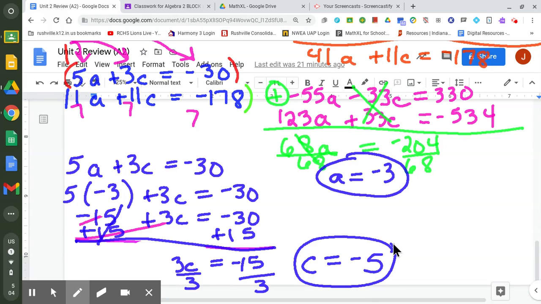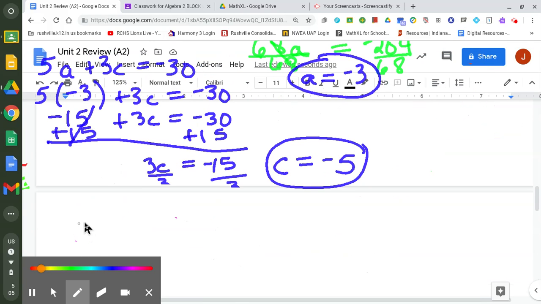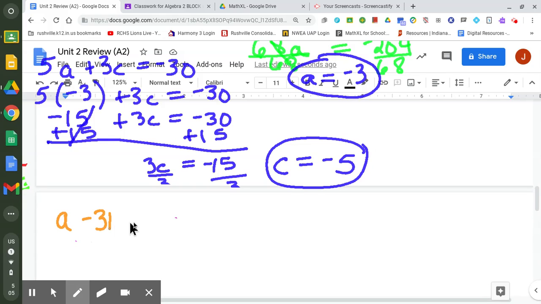So now I can go back into one of my three original equations, which I know we can't see on our screen anymore because I had to scroll up. But one of them, so I'll have to scroll up again. Okay, one of the originals was a minus 3b plus 2c equals negative 25.